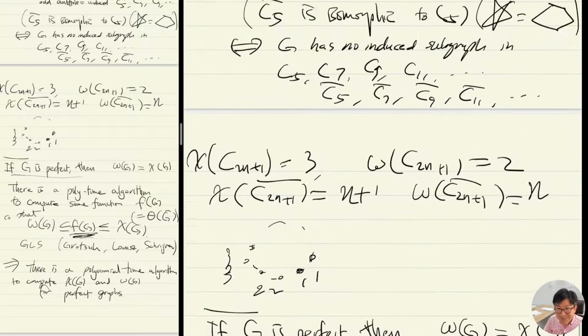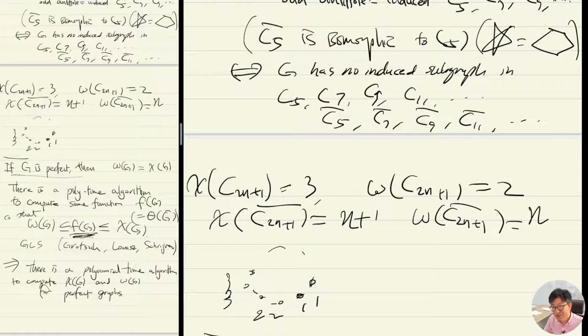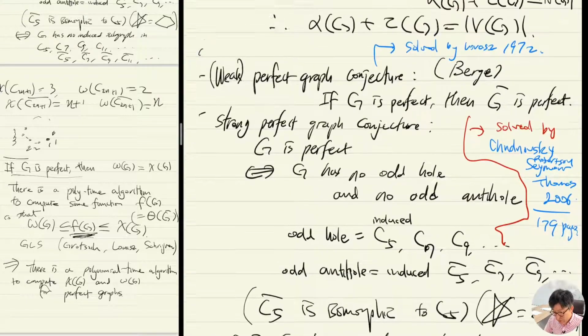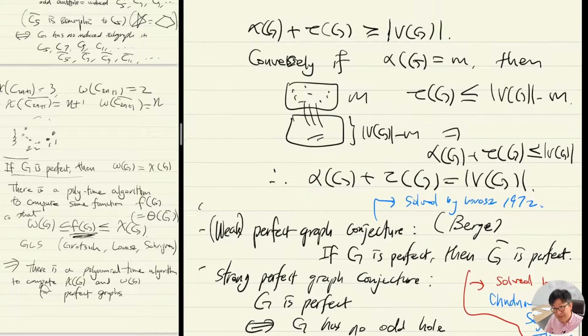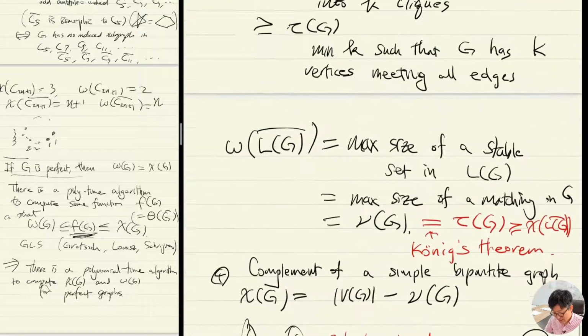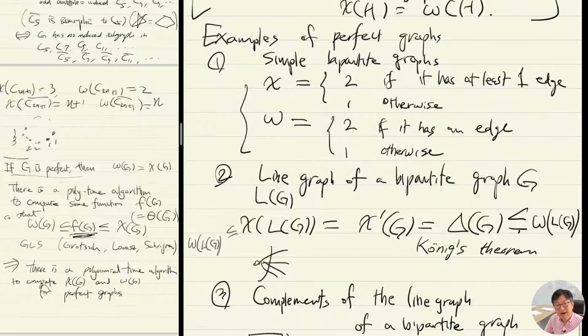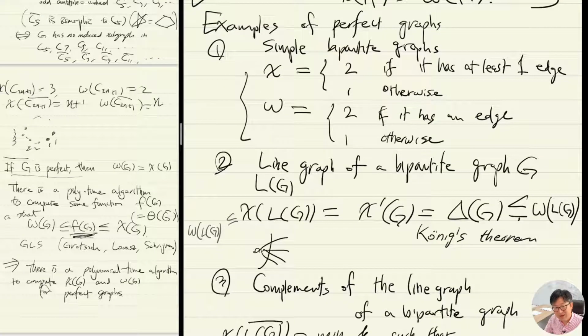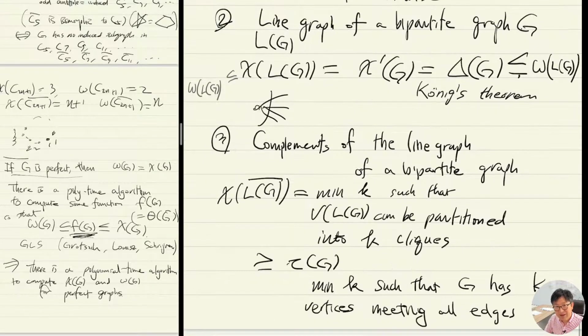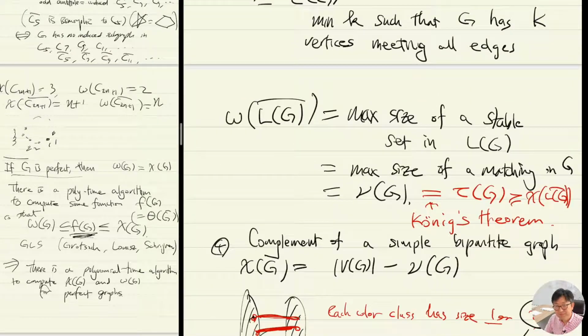In the last lecture, at the end, we talked about perfect graphs. A simple graph is perfect if for every induced subgraph, the chromatic number is equal to the clique number. There we have seen four examples. One is bipartite graphs, and the other is the line graph of a bipartite graph. And then there's the complement of the line graph of a bipartite graph and the complement of a bipartite graph.